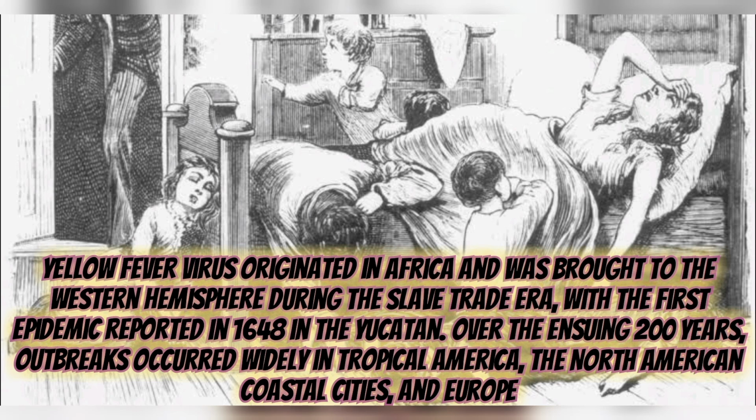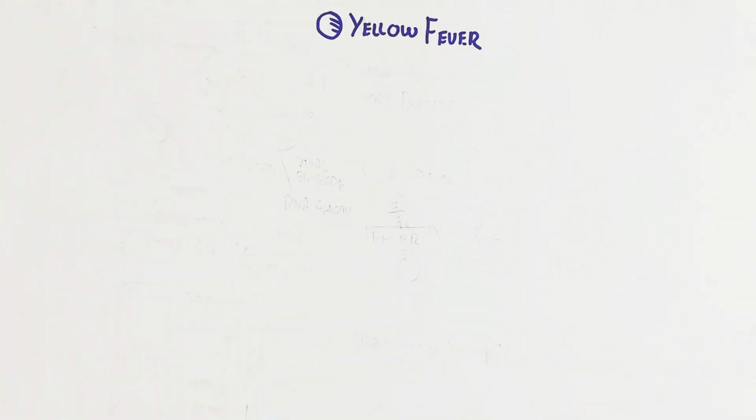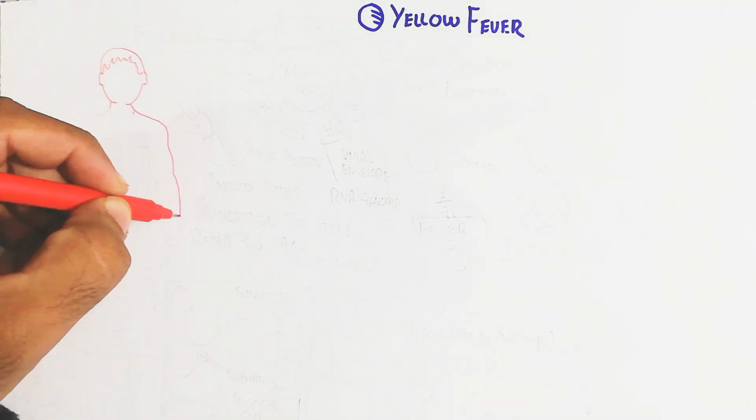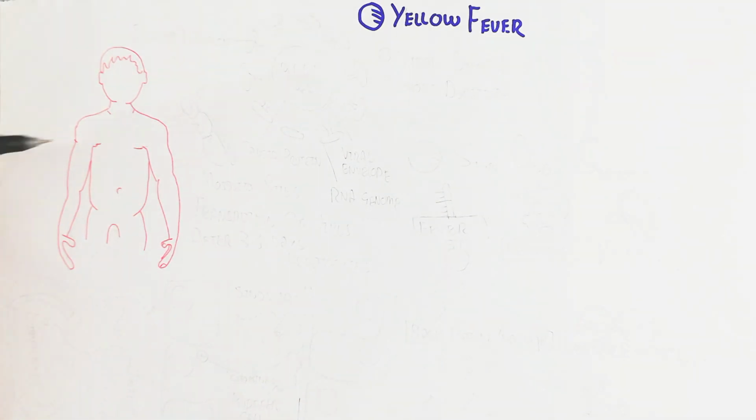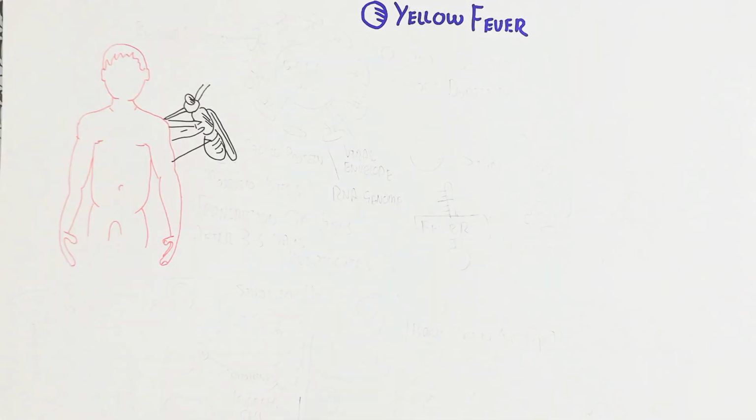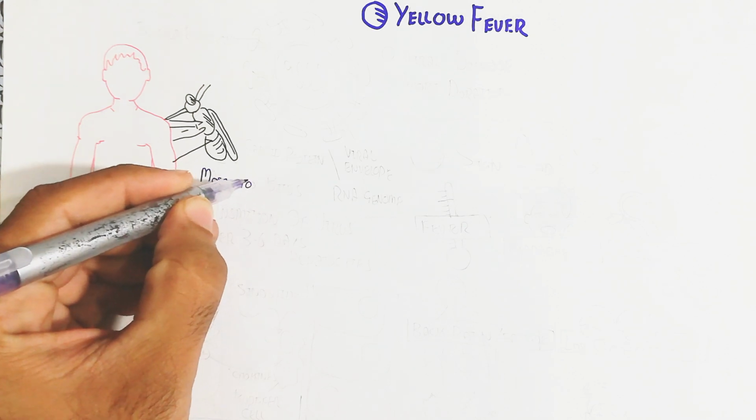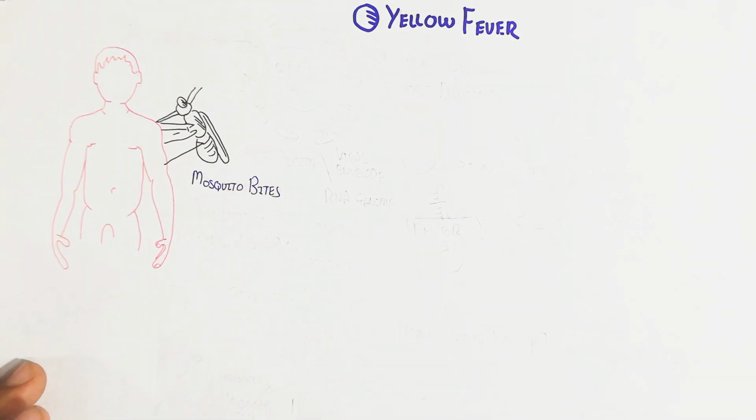So let's begin to understand the pathophysiology of yellow fever, and we will understand the mechanism of the infection, but we will not go into the replication within the cell, the cellular cytology. We will just have an overview.